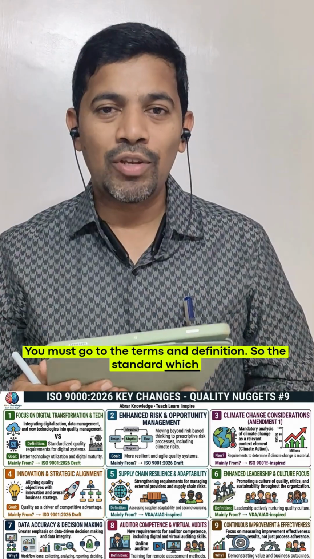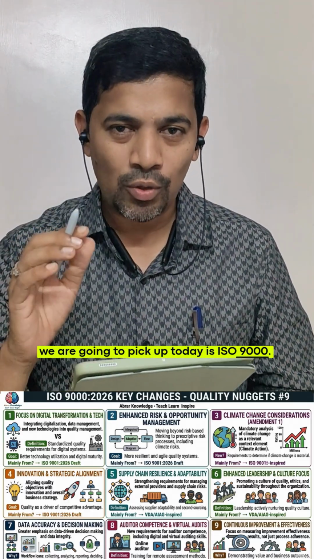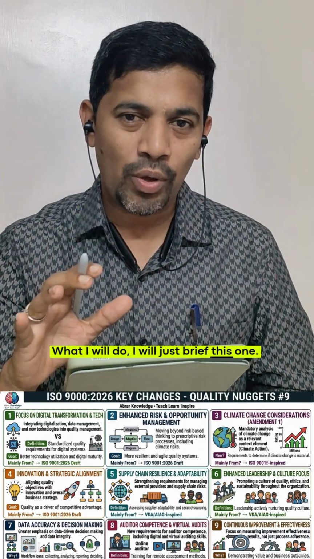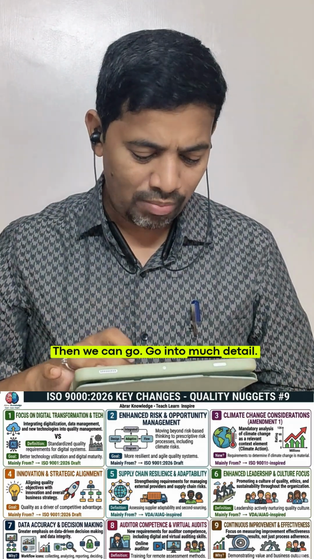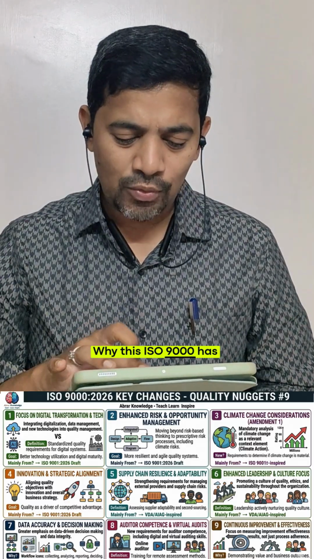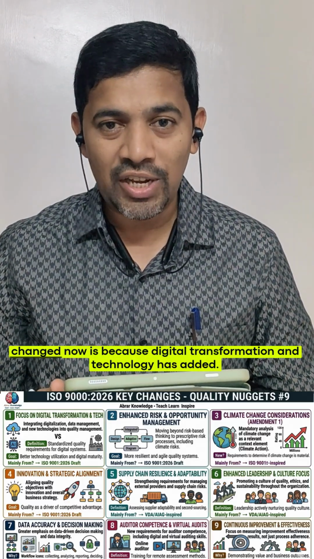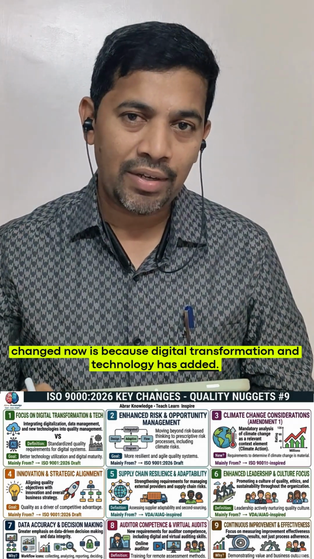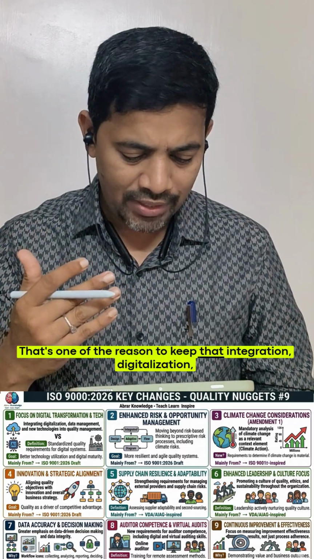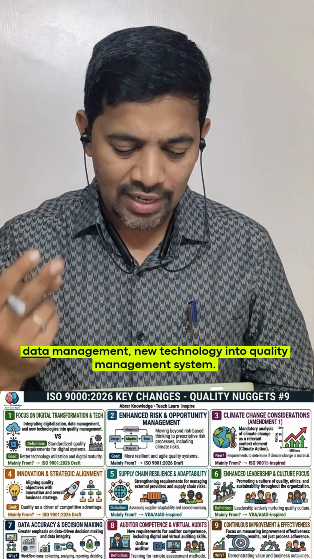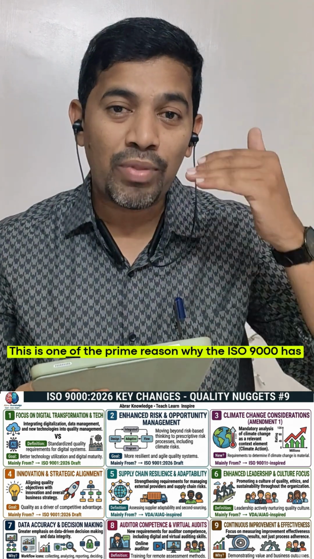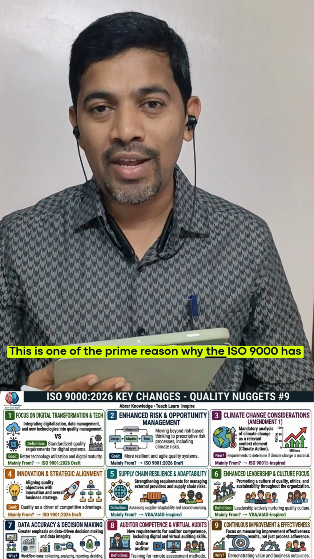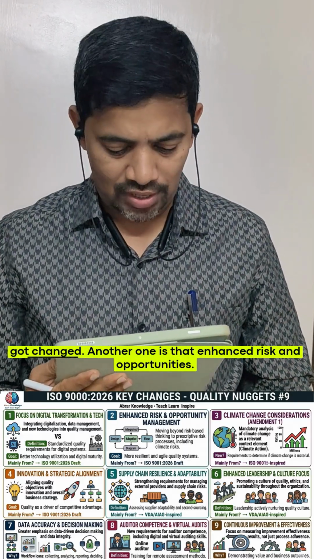So the standard we are going to pick up today is ISO 9000. I will just brief this one first, then we can go into much more detail. Why ISO 9000 has changed now is because digital transformation and technology have been added. That is one of the reasons: to integrate digitalization, data management, and new technology into the quality management system. This is one of the prime reasons why ISO 9000 has changed.